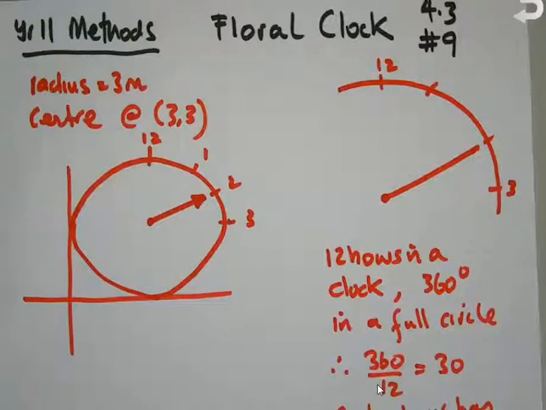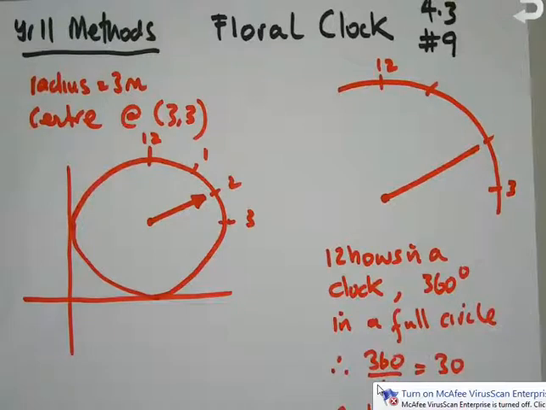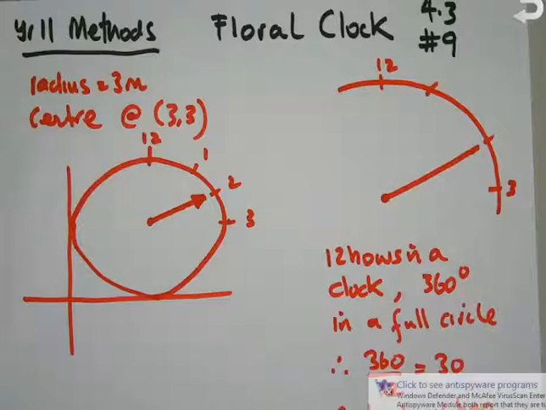This is for Year 11 Methods. It's 4.3 number 9, the Floral Clock. Okay, the Floral Clock has a radius of 3 meters and a center of 3, 3. So this is where my clock's going to sit.